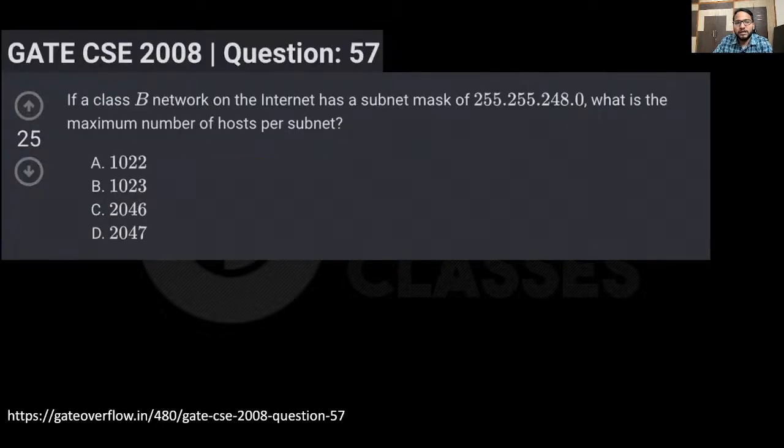Now let's see what they're asking as the next question. In a class B network, if the subnet mask given is this, what is the maximum number of hosts per subnet? See, this 248 means what? How many ones are there? This is 128 plus 64, which is 192 plus 32, 224, and then plus, sorry, 192 plus 32. Yeah, okay. This is 2 to 4.